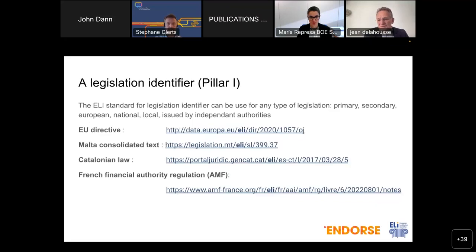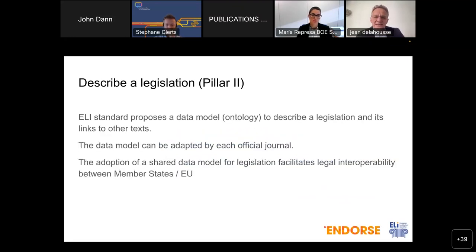So that's the first idea, is really to have an identifier that is stable through time. Second idea is to propose a data model. In the semantic web, it's called an ontology, to describe the legislation itself, but also all the links between legislation.